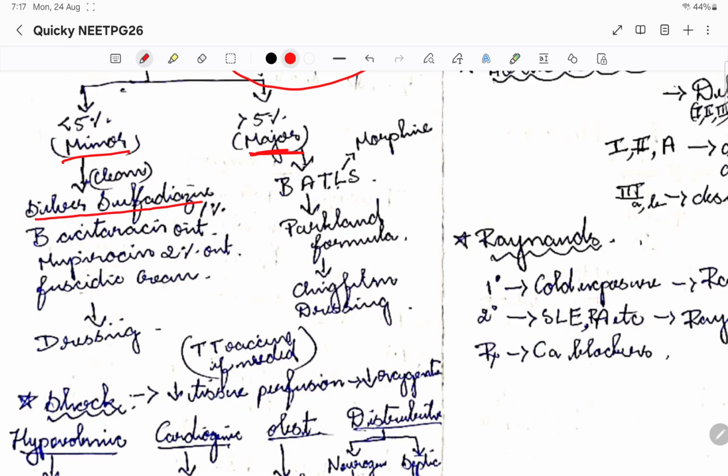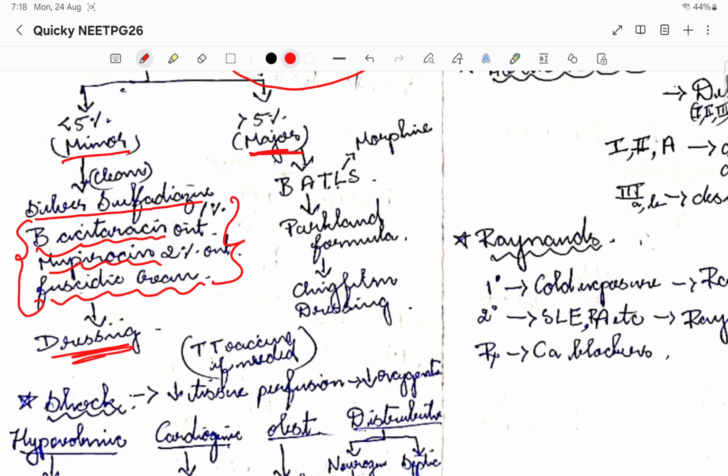We'll use silver sulfadiazine and an antibiotic, usually bacitracin ointment or mupirocin ointment or fusidic cream. Any of these we can use. We used to generally use this in our hospitals, right? So in general surgery management. Then we'll do the dressing and send the patient home. If you want to keep them for observation, we can also keep them for observation. This is OPD management.